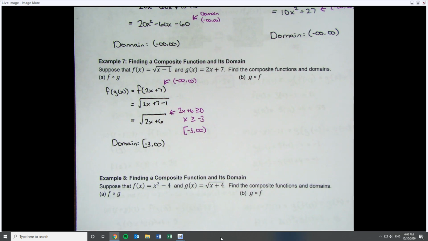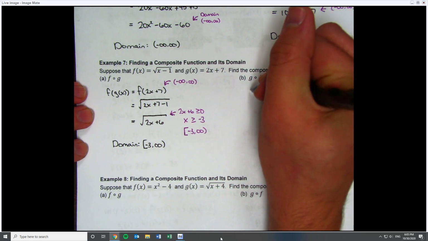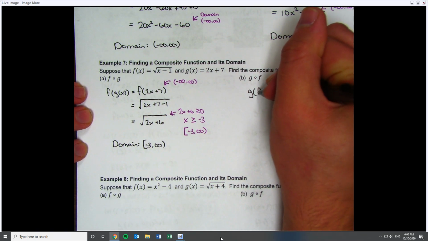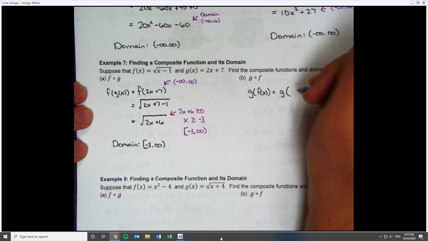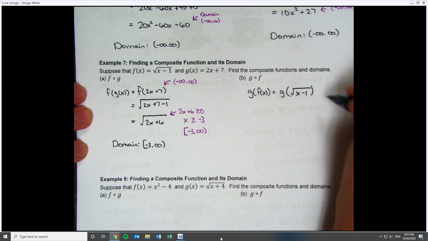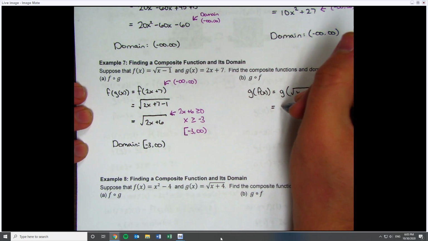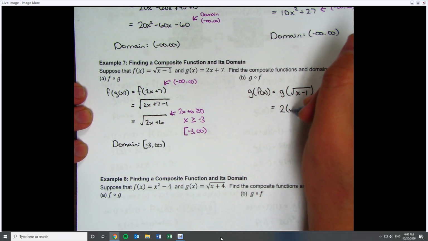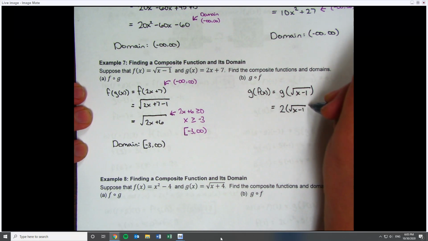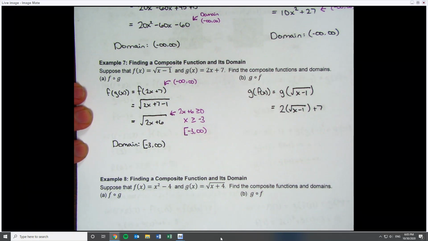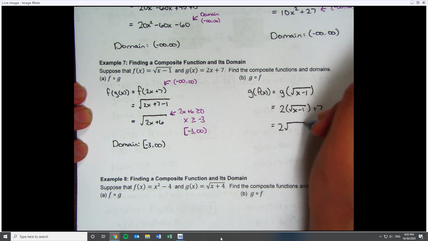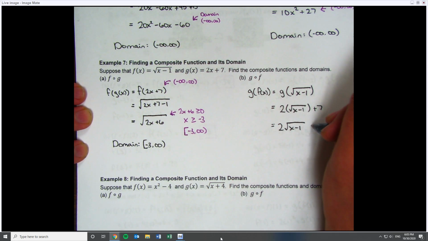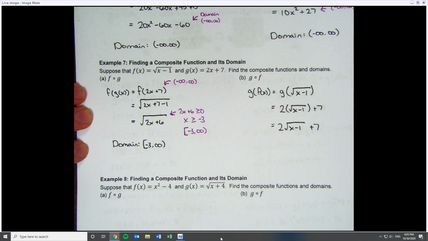All right, if you didn't quite get it after that one, let's look at another. Right here, this is going to be g of f of x. So I start with g. Now I'm going to write down what f is. That is the square root of x minus 1. Now I have 2 times square root of x minus 1 plus 7. I can't distribute the 2 anywhere, so it's just going to be 2 square root x minus 1 plus 7. That's as simple as it can get.